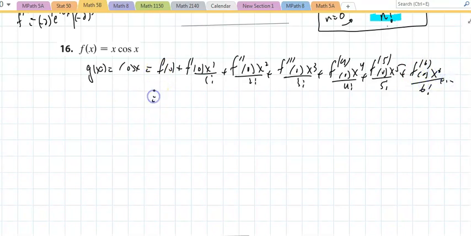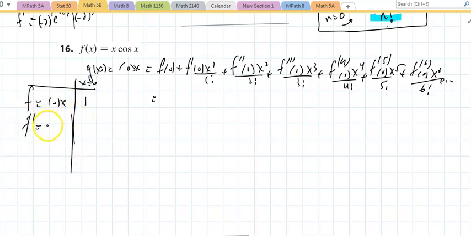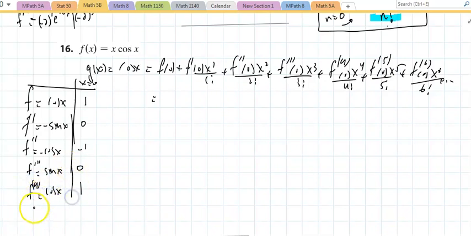So on the side, I need to figure out f equal cosine of x at x equals 0. That's a 1. F prime is negative the sine of x. That's a 0. F double prime is negative the cosine of x. That's a negative 1. Triple prime is the sine of x. That's a 0. Fourth derivative, cosine of x. That's a 1. Fifth derivative, negative sine of x, that's a 0. Can you guess? 1, 0, negative 1, 0.